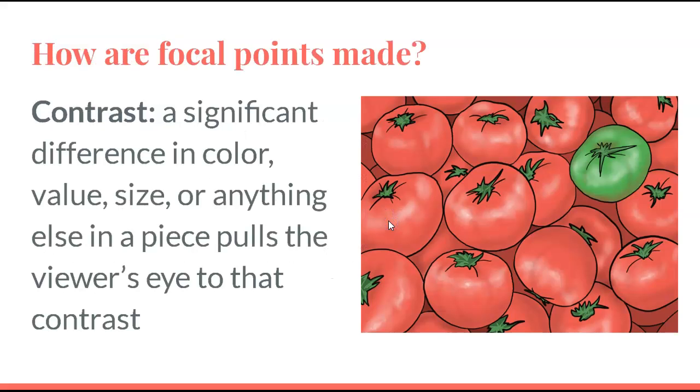Now, we've got several different ways that we create focal points. These are going to be important because they help us consider how we want to sneak our ideas in. The first is contrast. Contrast is just a significant difference in color, value, size, or anything else within an image that pulls the viewer's eye to that specific area of contrast. So we've got this image here of tomatoes. All of them are red except for one, which is green. So naturally, our eye is drawn to that green tomato as a focal point.